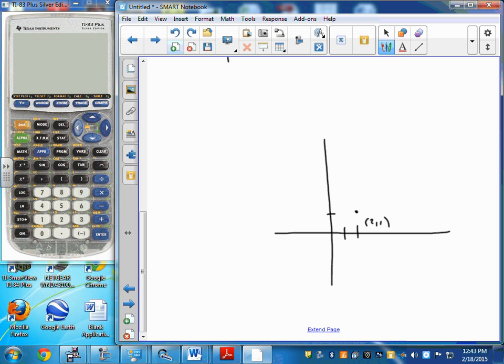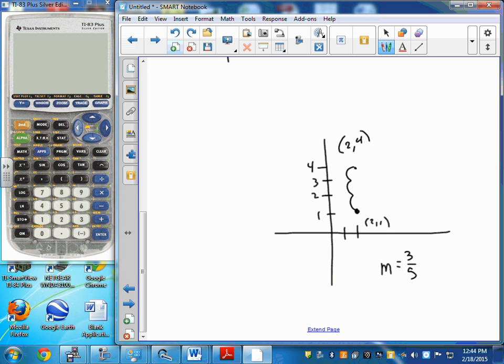And let's say the slope was equal to 3/5. So from here, I would go up 3: 1, 2, 3. That puts me here at 2, 4, right? Because I'm going up 3 units: 1, 2, 3, 4.